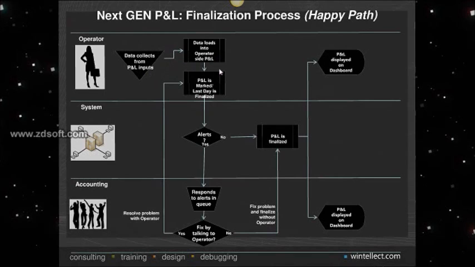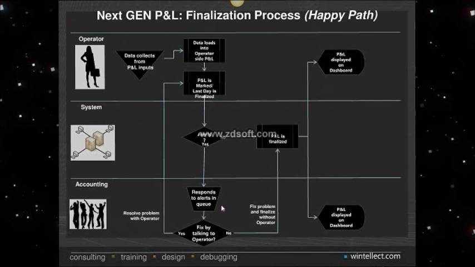So what's happening here is that these 2 steps are all happening during the month, and then on the last day there's an action that happens. It's called P&L is marked last day and is finalized. Then it sends this file off to the system, and the system will go through a series of checks to make sure that everything is there and that certain balances and things are within ranges. And if there is an alert, then it sends it to the accounting department, and the accounting department will respond to the alerts in queue.